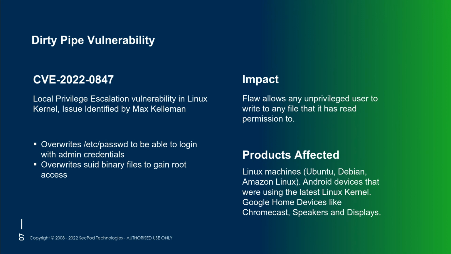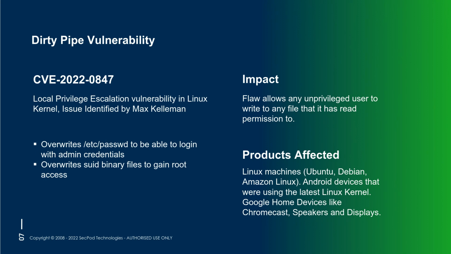This issue was initially identified by Max Kellermann. He immediately released two exploits. One of them let you overwrite the etc password. You could either change the salt for a root user, or you can actually add a new admin account. And then once you have access to the machine, you can revert back the older password files so that you're not detected. Or the other exploit which was shared could override the SUID binary files like sudo, which again gave you root access.